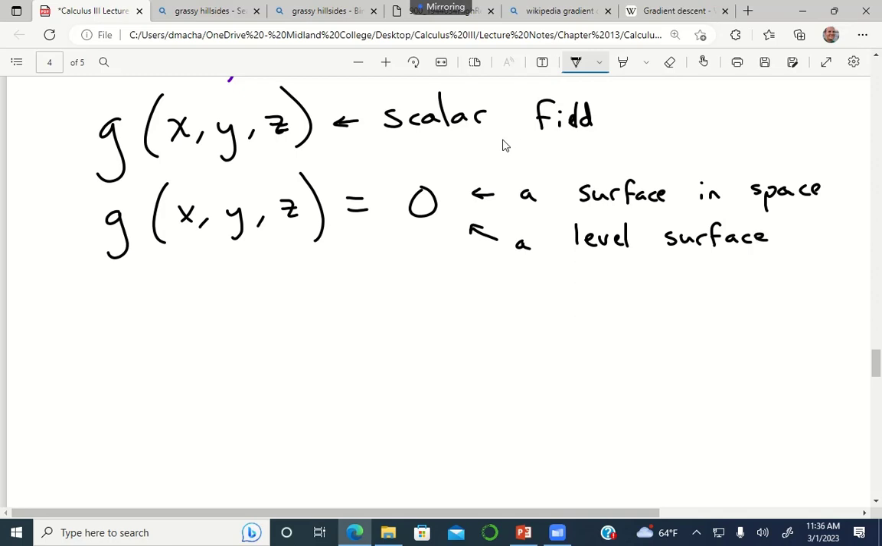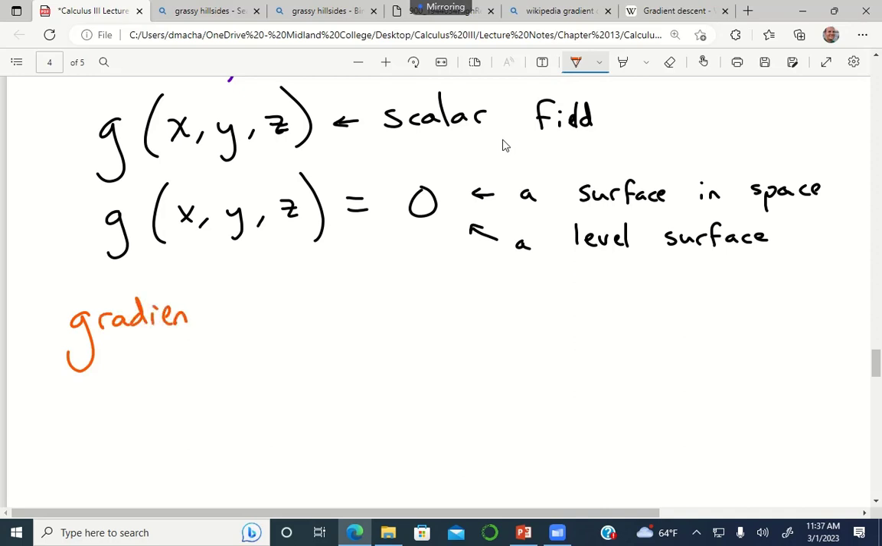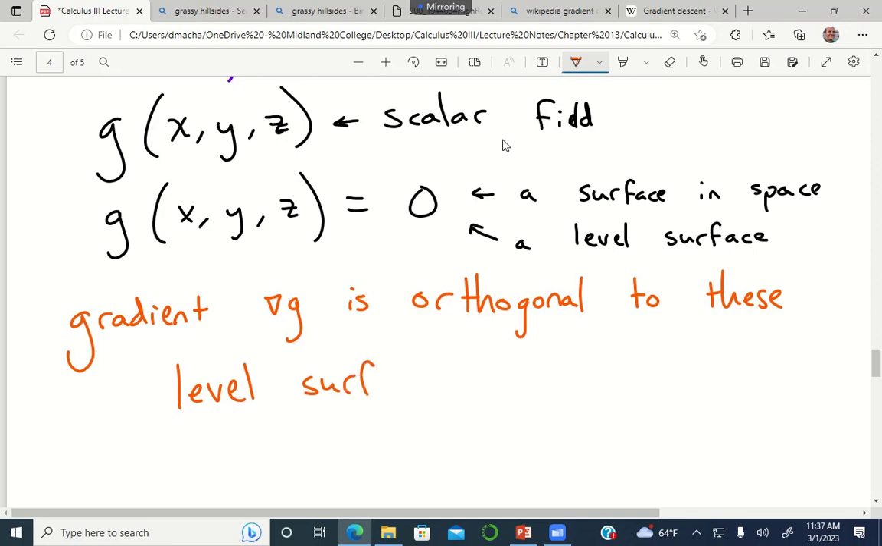Those level curves were good for defining level sets of functions of 2 variables, but if you have a function of 3 variables, then the level sets are actually surfaces that exist in space, because those are the sets of all coordinate triplets, x, y, and z, that give you the same value of your function whenever you plug them into your function. Well, it still works exactly the same way: the gradient vector is orthogonal to these level surfaces.